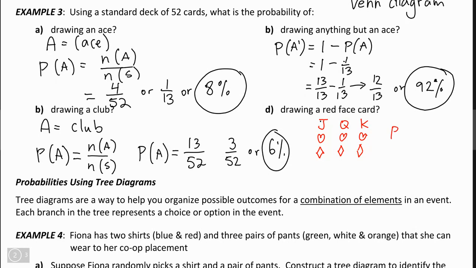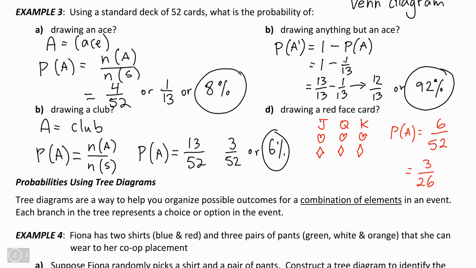So the probability of my event of getting a red face card is going to be 6 out of a deck of 52. Okay, and then if you reduce that in lowest terms, that's 3 out of 26. And if I take a calculator, I can calculate the probability as a percentage. So 3 divided by 26 is 0.11 or 11%. So 11% chance.